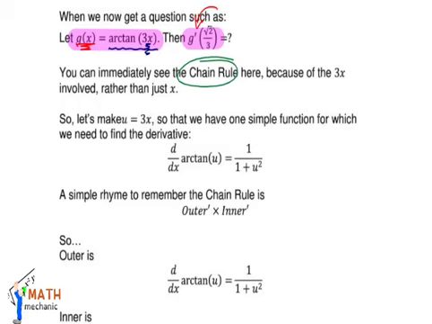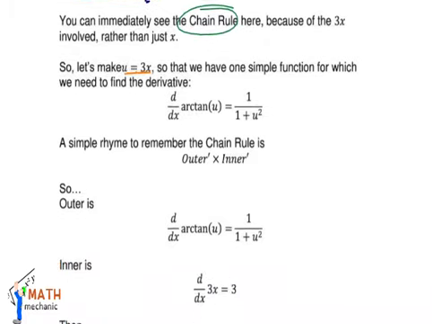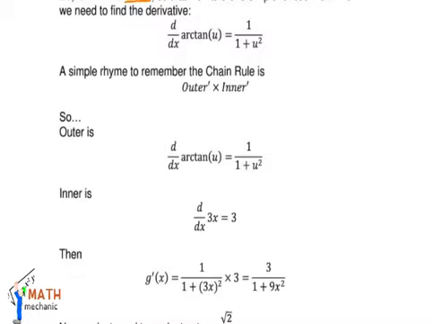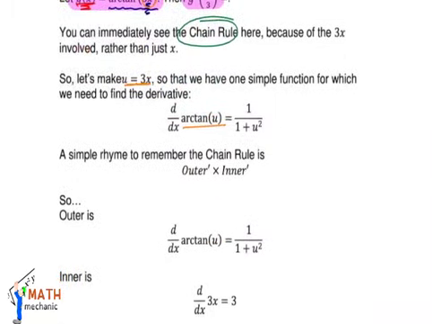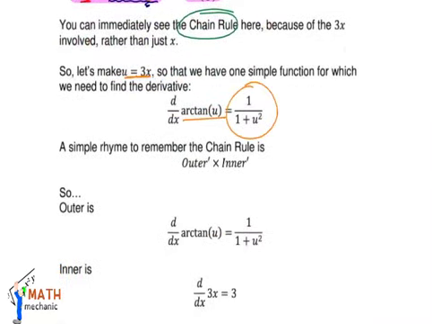So let's make the variable u equal to 3x. We just replace that 3x with u so that we now have a simple function for which we need to find the derivative. So now we have arctan u, and again, according to that formula, 1 over 1 plus x squared, the first derivative will now just become 1 over 1 plus u squared. All right, so that is the first derivative of the arctan u. Now we know that we need to use the chain rule because of the function inside the function, and this is just a nice way to remember the chain rule.